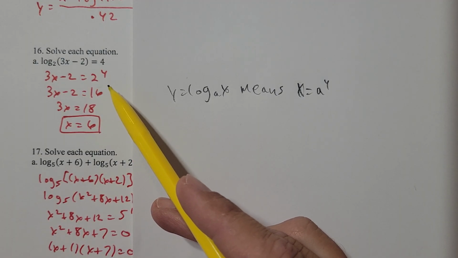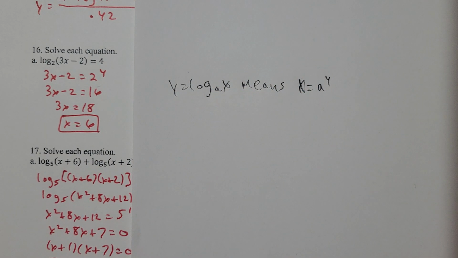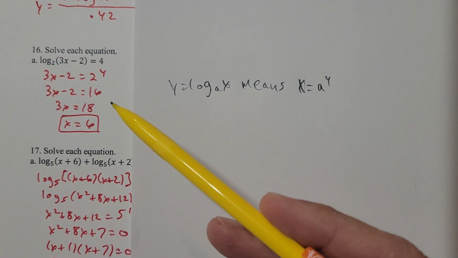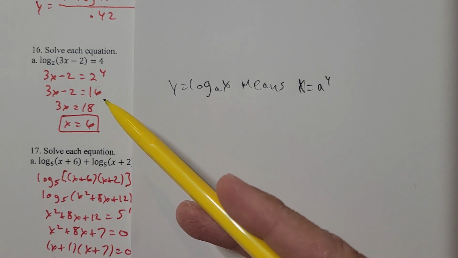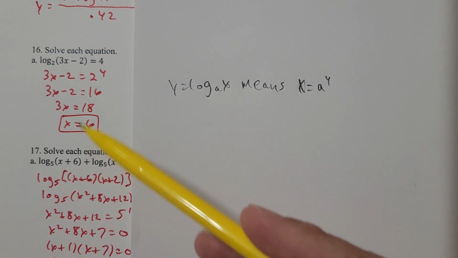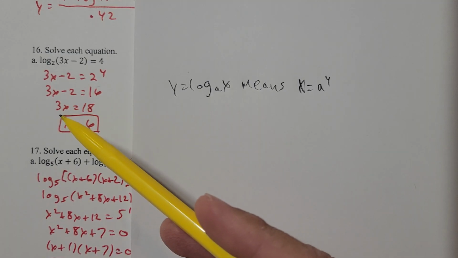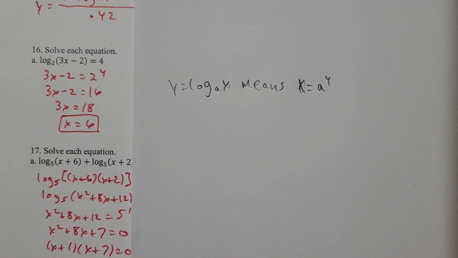2 to the fourth, 2 times 2 times 2 times 2, that'd be 16. So I got 3x minus 2 equals 16. And now I'm back on more familiar ground because I don't have any logarithmic notation going on. So it's solve for x. If we add 2 and then divide by 3, x is 6. Now we have to check our answers whenever we have a logarithmic equation, because this is one kind of equation where we can sometimes get extraneous solutions. So what I'm saying here is that 6 may or may not be the right answer. We don't know until we check it.